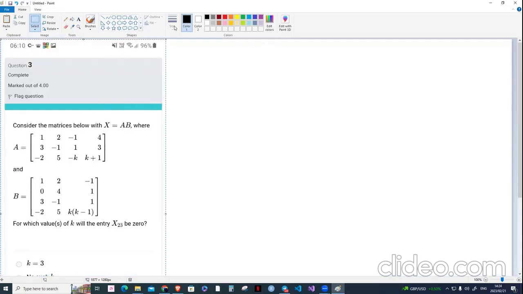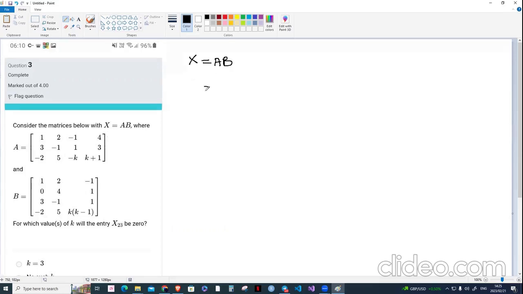So yeah, we are back. This is the next question. For which values of K will the entry X2,3 be 0? So X is equal to AB, right?